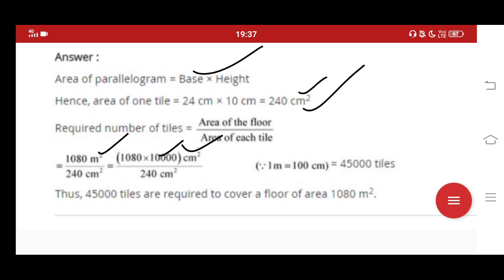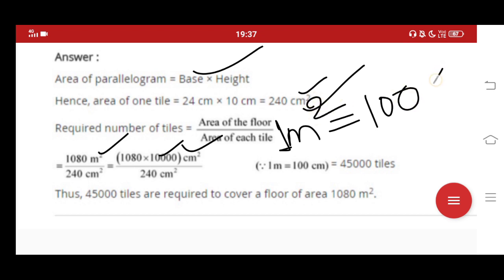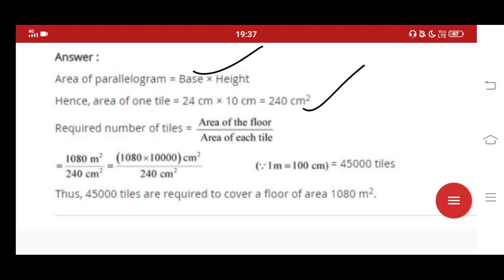We know that 1 meter equals 100 centimeters. So if we have 1 meter square, then we multiply by 100 twice, so 100 times 100 means 10,000. So see here, 1080 meter square. Now what is required? We have to find out how many tiles are required to cover the floor. So the area of the floor upon the area of the tile gives the number of tiles.